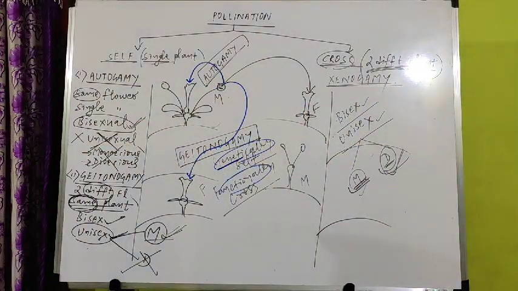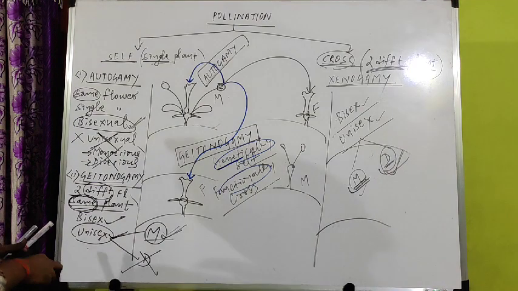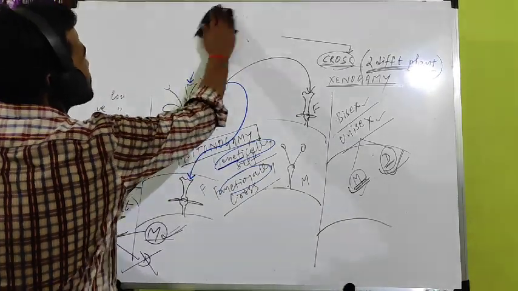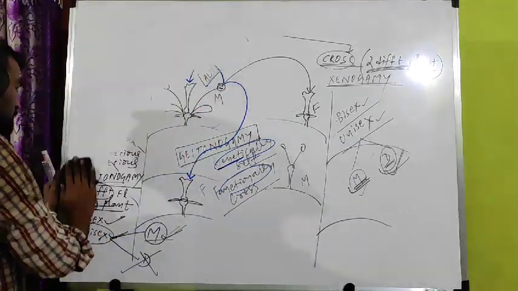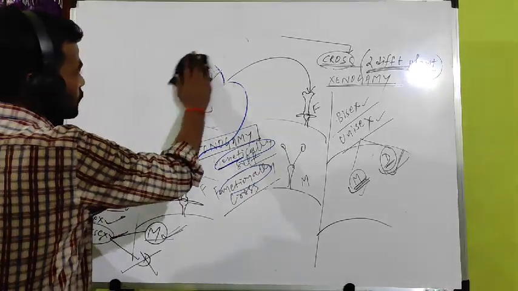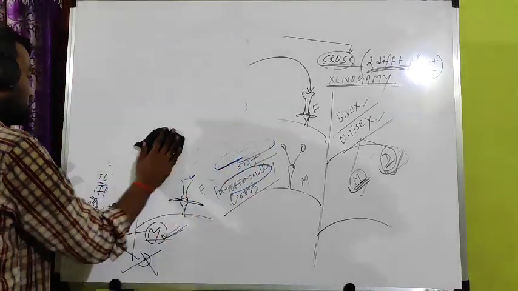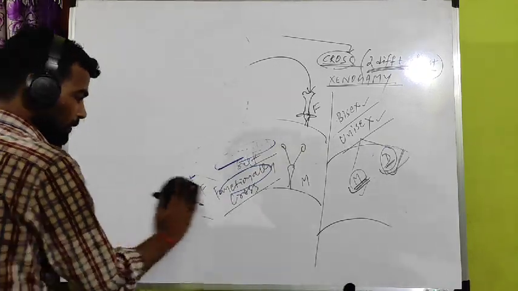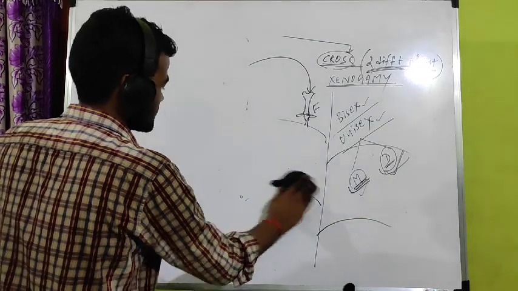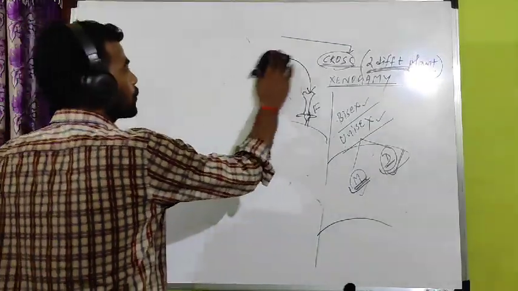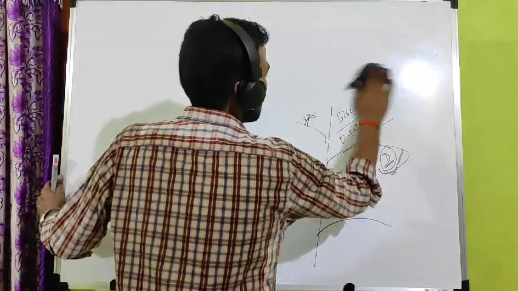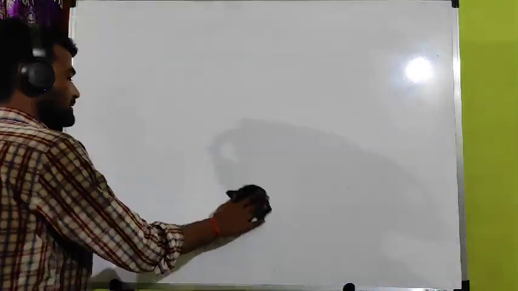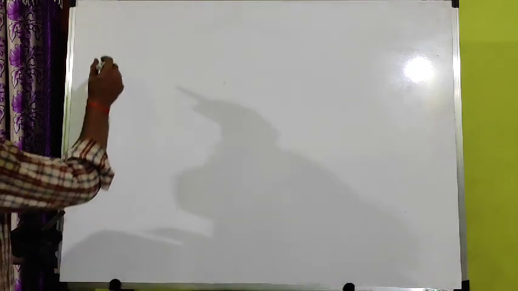This completes your different types of pollination. Now we will move towards the contrivances of self-pollination. Self and cross-pollination are completed. You have to write by yourself the difference between autogamy and geitonogamy. I have explained clearly; watch the video and write the difference, the main features of autogamy and the main features of geitonogamy. Now come to contrivances.